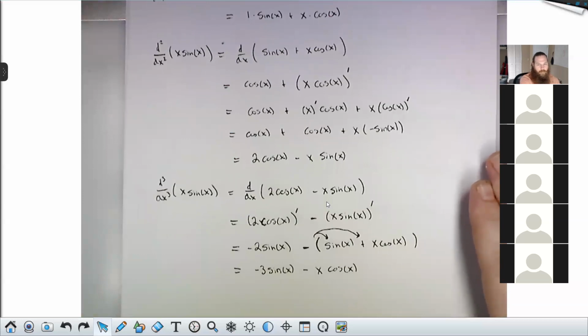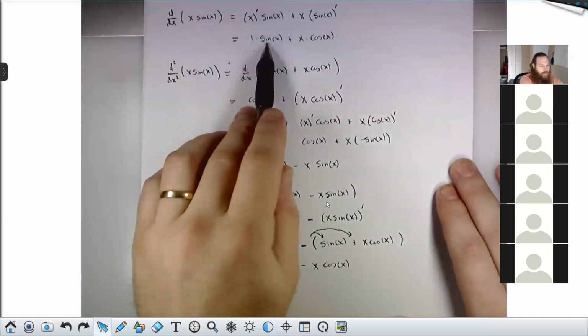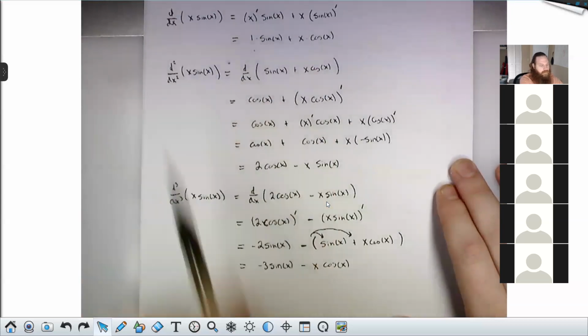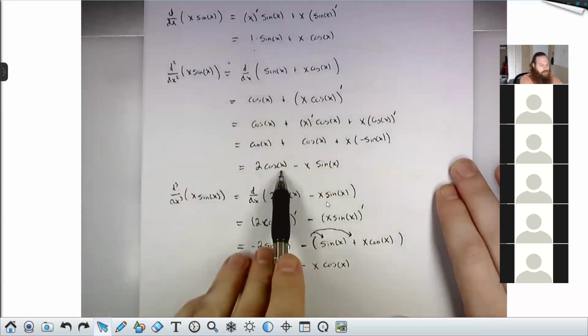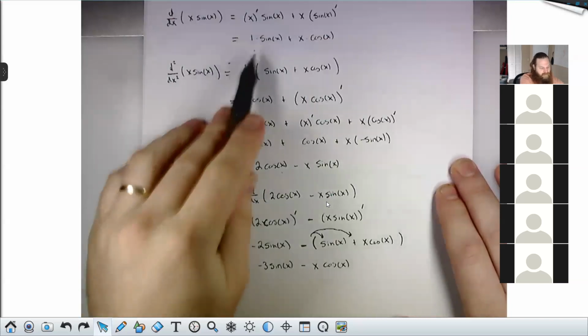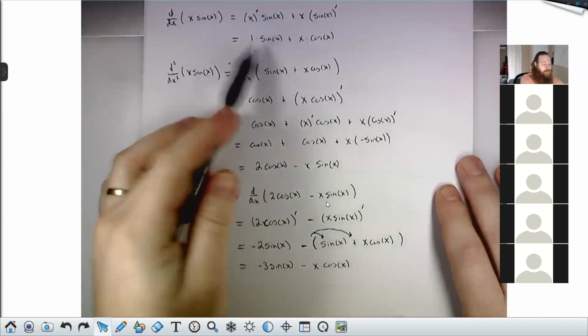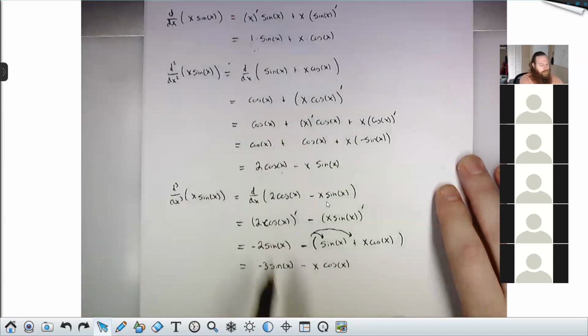We'll do one more, but we're starting to see a pattern, right? The first derivative here, I've got 1 sine x plus x cos x. Second derivative, I've got 2 cos x minus x sine x. Third derivative, I've got negative 3 sine x minus x cos x. So it looks like this number increases by 1 each time. Looks like the function attached to that number cycles through the derivatives of sine.